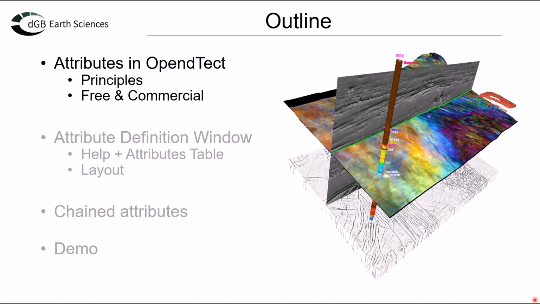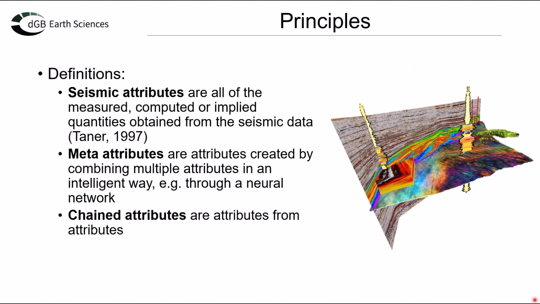That is, attributes from attributes, and in OpendTect you can really use this to do quite stunning things with seismic and combining horizon and seismic data, doing all kind of interesting features. I'll wrap it up with a demo on how to do certain things. So let's start with the attributes in OpendTect, the principles.